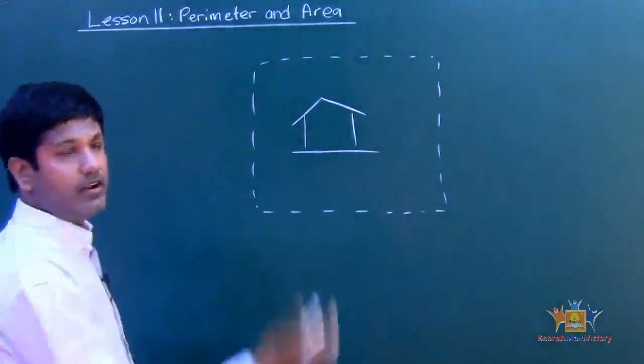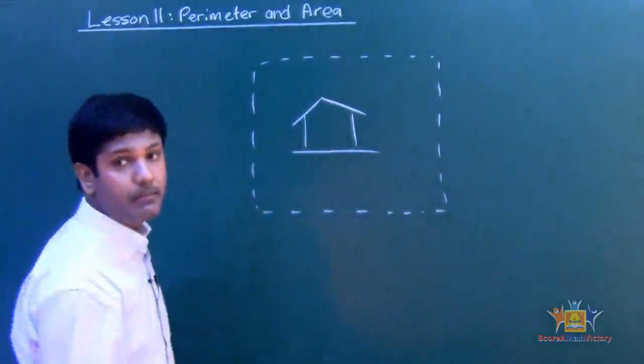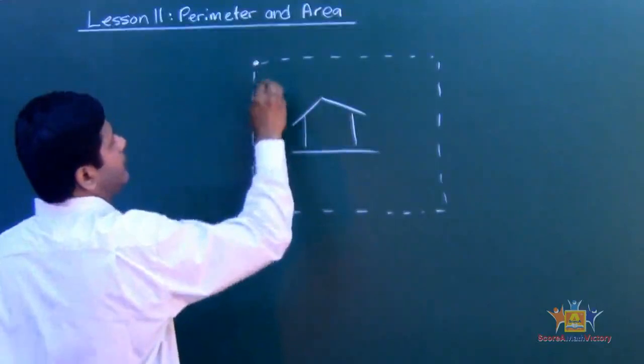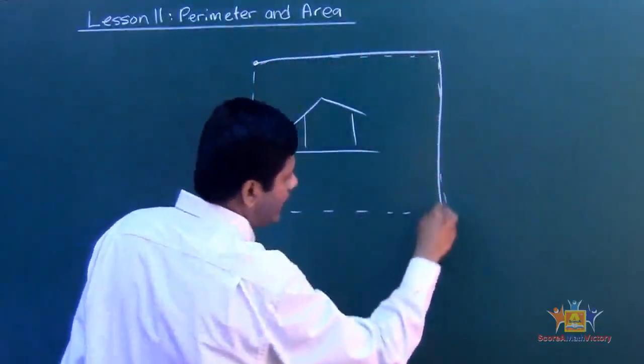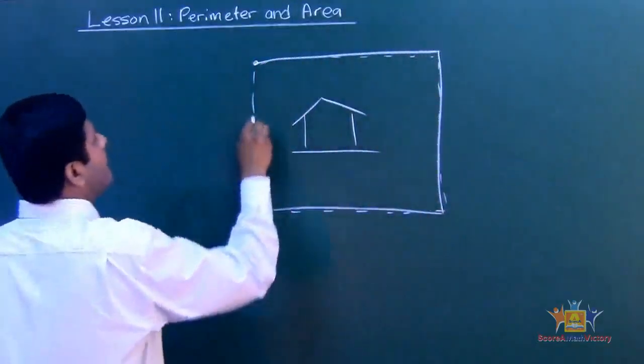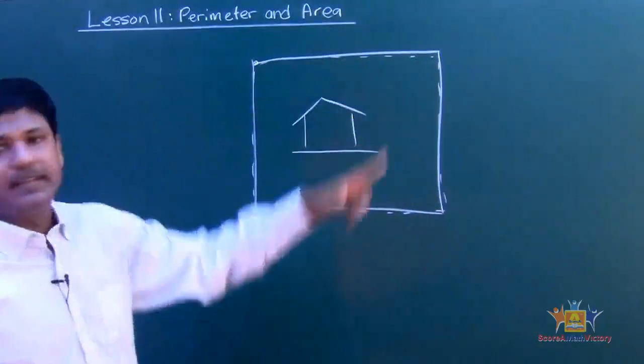So let's first fence around the house. We have to find the starting point. So this would be the starting point. We need to know the length from there to there, and then to there, and then back to where you started. That is the perimeter.